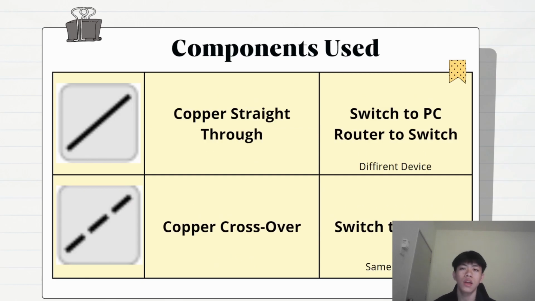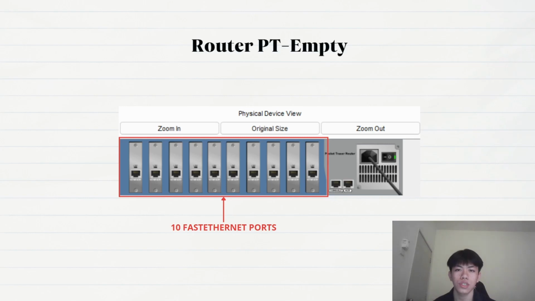And now for the mediums that we use, which are the copper straight through, we use for situations where we are linking two different device types. So for example, switch to PC, router to switch. And our second medium is copper crossover, which we use to link devices of the same type, such as switch to switch. So here is a detailed look at our PTMT router, which consists of 10 fast Ethernet ports.